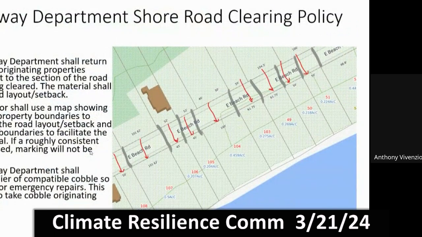So I drafted a Highway Department shore road clearing policy. It's actually very simple. It just involves taking the material placed on the road and depositing it on the setback on the ocean side properties abutting the road, so that material can then be put back onto the beach from which it came. And then I suggested that the Highway Department have a contract with a supplier of compatible cobble to be used for emergency repairs.